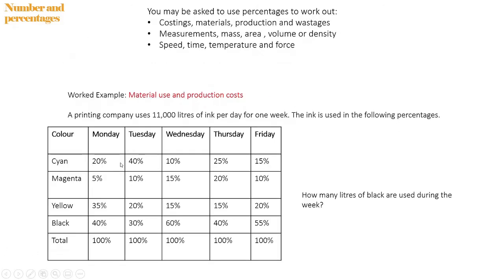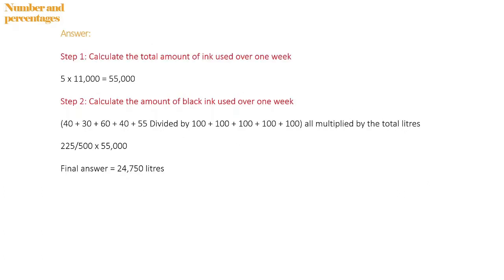Add all the numbers of cyan together. So 20, 40, 10, 25, 15. Add all that together. Then divide that by 500 and then times that by 55.